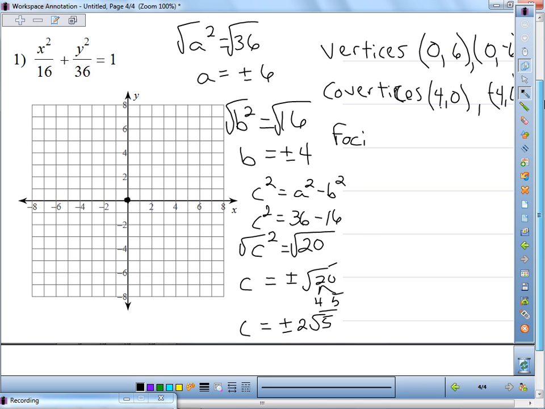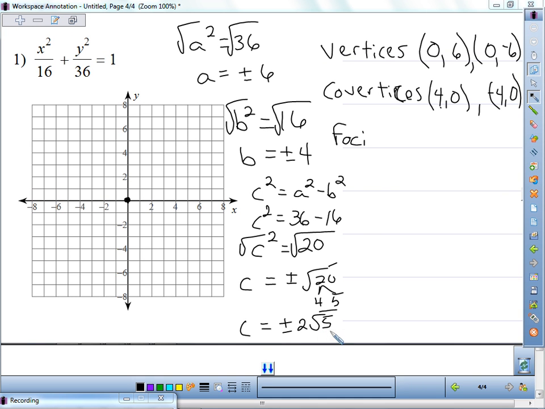Now, to figure out where that is, that's going to be on the same axis as the vertices. So if our vertices are in the y location where we have the 6, we're going to put this in the y location as well. So for this one, it would be (0, 2 square root of 5) and (0, negative 2 square root of 5). And so now we have 6 points. The vertices and the co-vertices are actually on the ellipse.